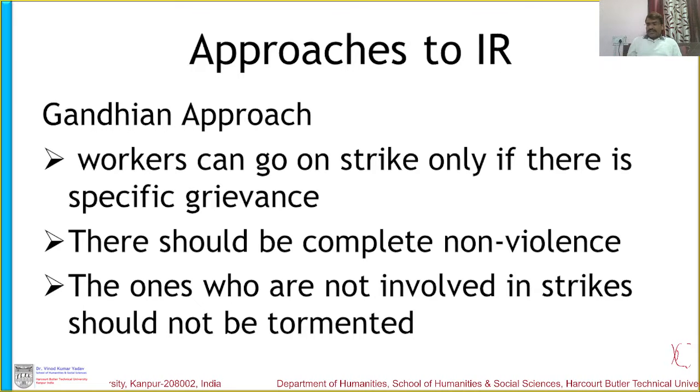So this approach, I am trying to put it at an angle because Gandhi had given his opinion about the strike. He participated in a strike. He was involved with the trade unions at an early age, and he had a very clear-cut view on strikes and the approach of dispute settlement.